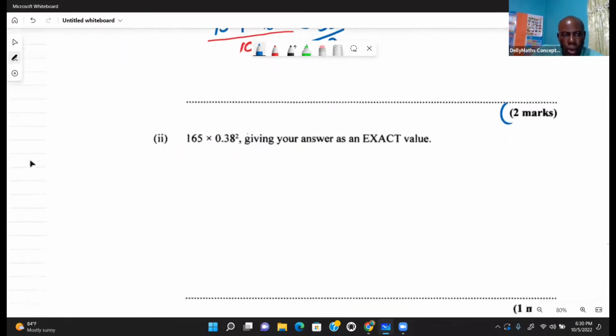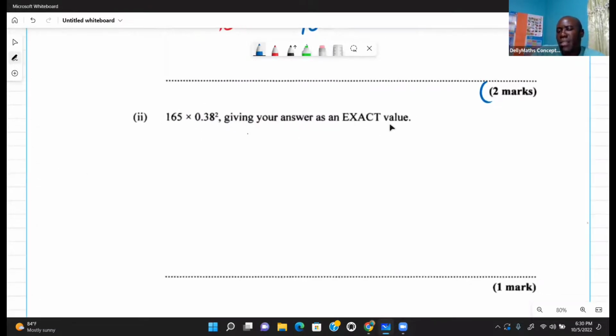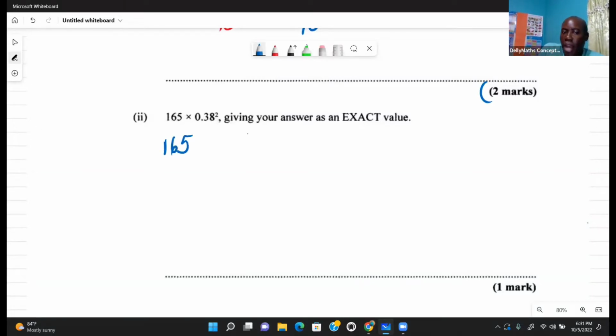All right. So we are looking at this question here. And this is how the number 1 question will come in. It's computation. So they want to know if you can work your calculators and stuff. This question says 165 times 0.38 squared. Give your answer as an exact value. All this is saying is that you're going to be working out this 165 on your calculator. Don't think it's your brain you're going to use. You put 0.38 on your calculator and square it.